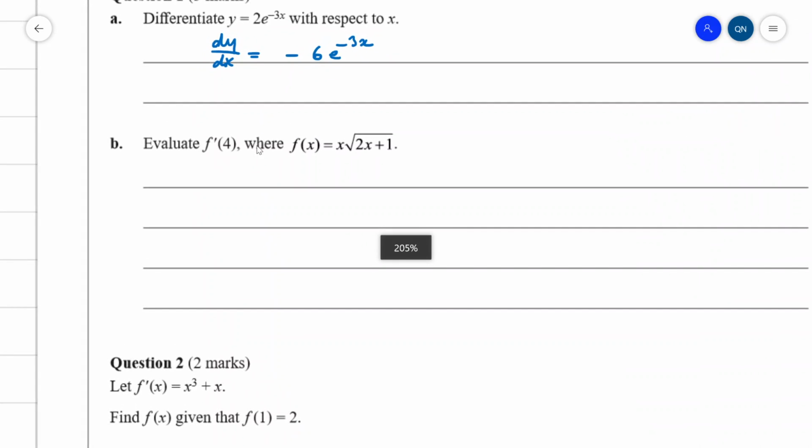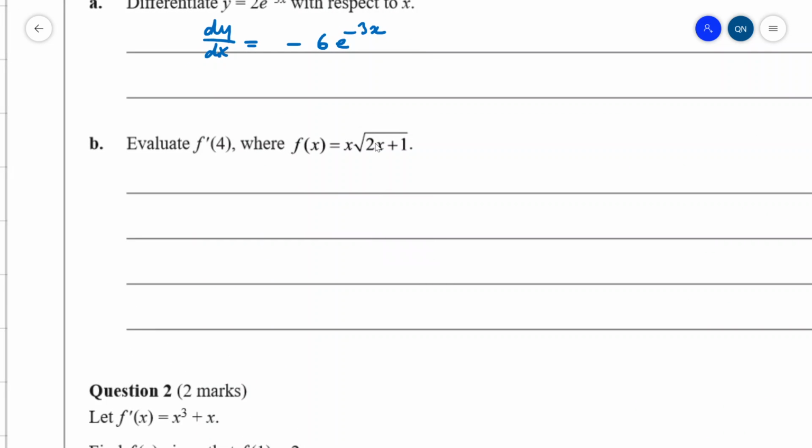Next up we've got f prime of 4, where f prime is this function. So we've got the product over here because we have x times some other function. If you want, you can call this guy over here u, and you call this guy v. What does product rule tell you to do? I remember it as vu' plus uv'.